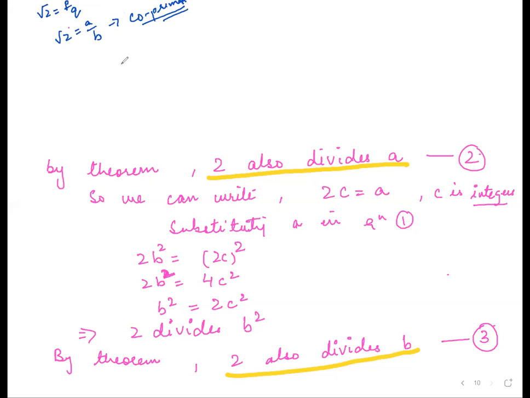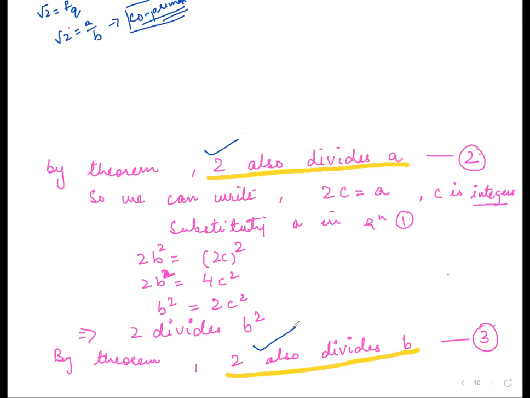Now because a and b, which I'm talking about here in the proof, are actually co-primes, that means there is no common factor of a and b, correct? Because they are co-primes, except one, there is no other factor. But what I'm getting here is that 2 also divides a and 2 also divides b. That means 2 is a common factor of a and b, isn't it? So my conclusion from these two results is that 2 is a common factor of a and b. So I'm getting another factor apart from 1. So this contradiction is actually arising because of my wrong assumption.